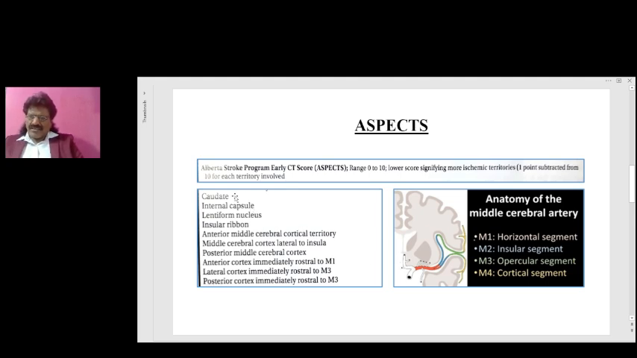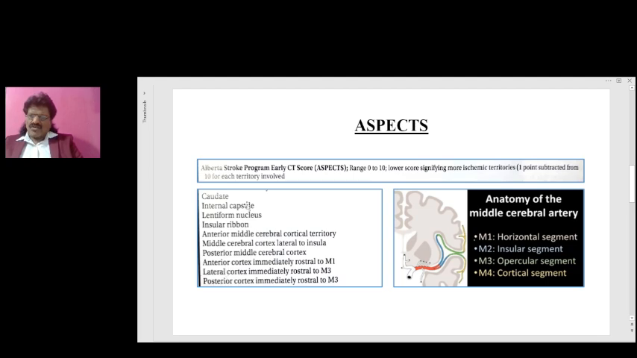The first is the caudate nucleus. The next is the internal capsule. The other structures are the lentiform nucleus, then the insular ribbon, then the anterior MCA cortical territory, the middle cerebral cortex lateral to the insula, the posterior MCA cortical territory, the anterior cortex immediately rostral to M1, the lateral cortex immediately rostral to M3, and the posterior cortex immediately rostral to M3. If you count, there are 10 structures: 1, 2, 3, 4, 5, 6, 7, 8, 9 and 10.